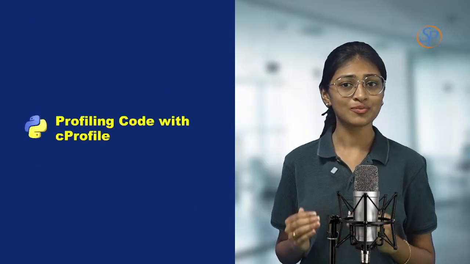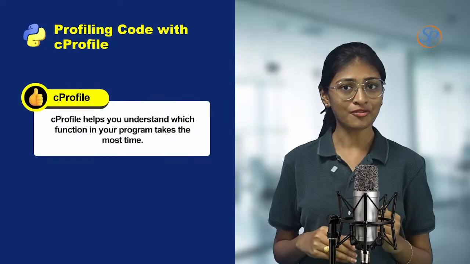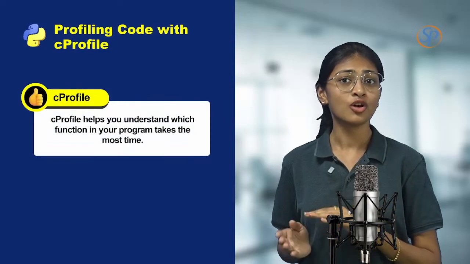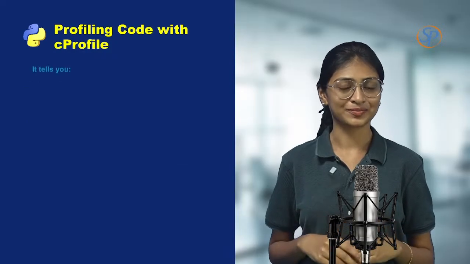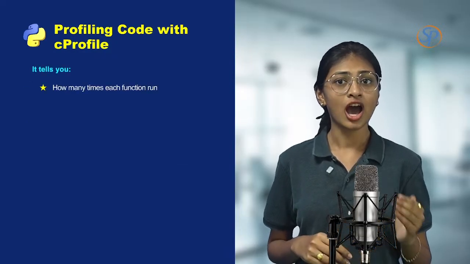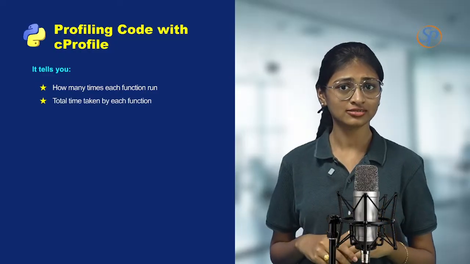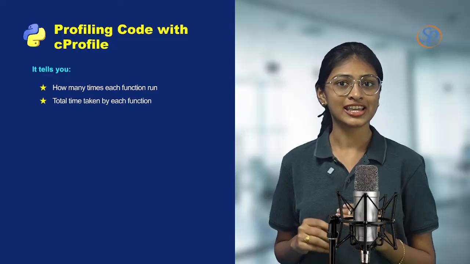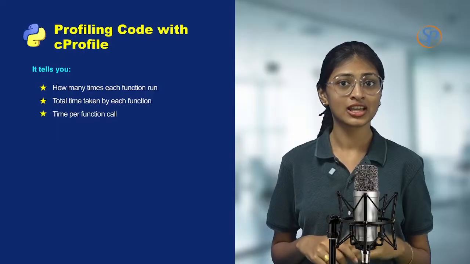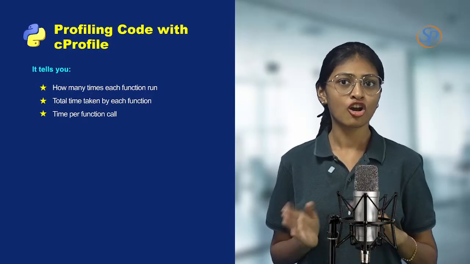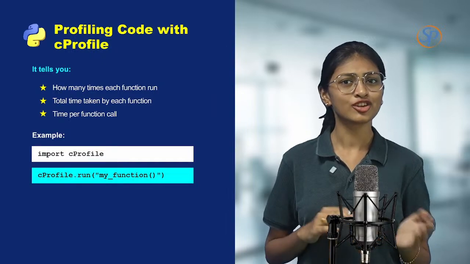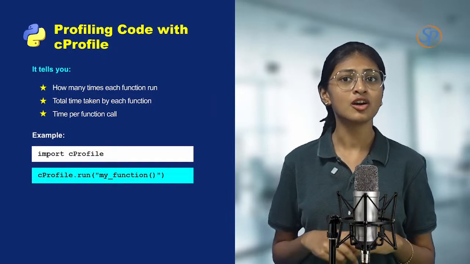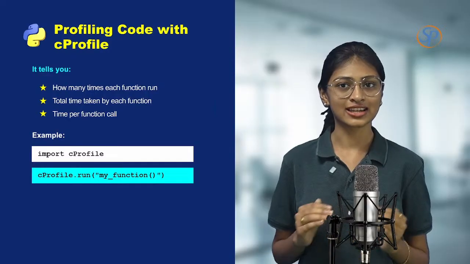Profiling code with cProfile. cProfile helps you understand which function in your program takes the most time. It tells you how many times each function ran, total time taken by each function, and time per function call. You can use it for real-world tasks like profiling a pandas data cleaning script or a large loop.